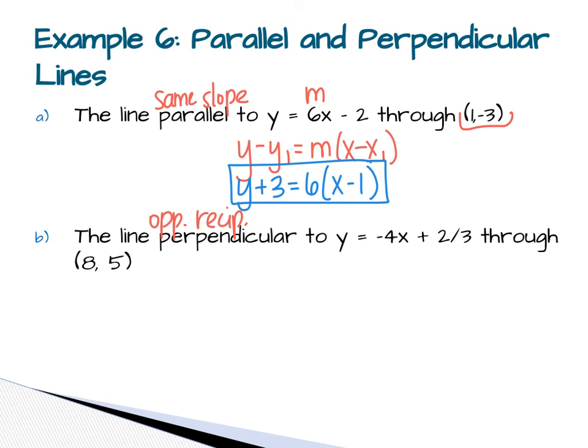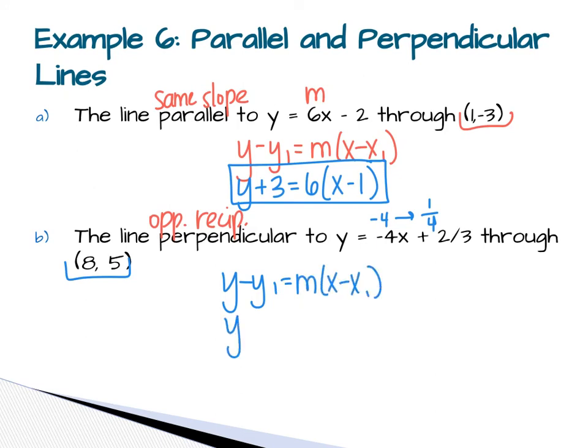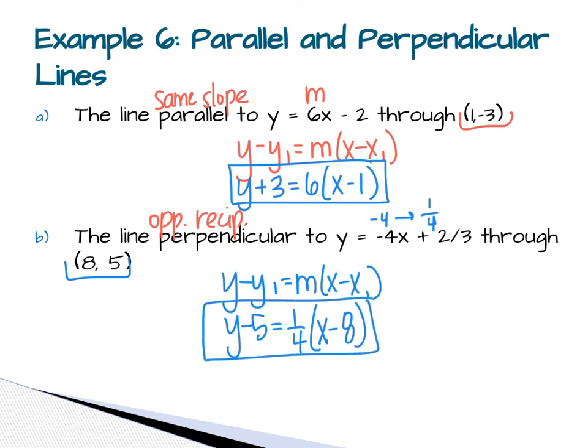For B, the slope of this line is negative 4, so the opposite reciprocal is going to be positive 1/4. Change the sign and flip the fraction, and then you have a point. So point slope form is y minus y1 equals m times x minus x1, and I get y minus 5 equals 1/4 times x minus 8. And that is point slope form of the equation.